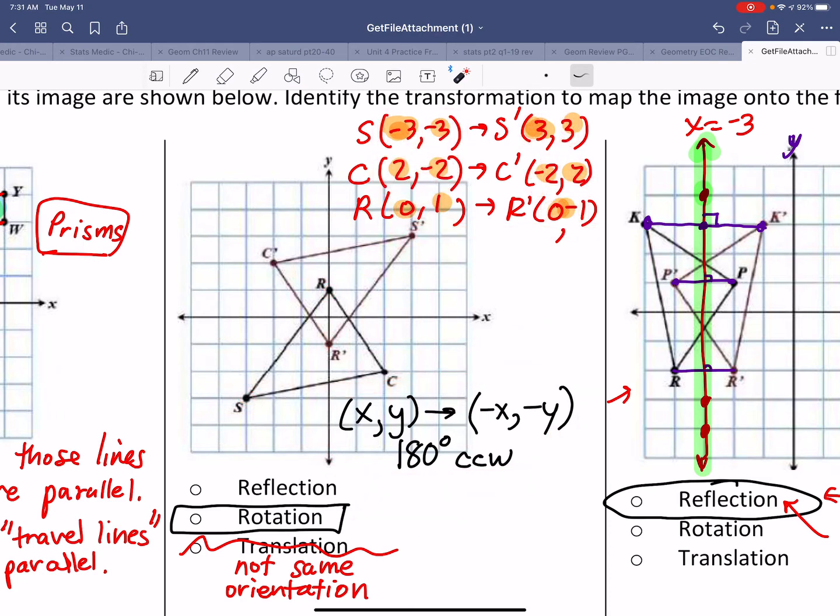Why isn't it reflection? Well, if it reflected here, S prime, S would have been here. And it's not. It's over there. So I actually think there is an argument for reflection, but it would be more than one. So you could reflect, if S was here, you could flip it over and get here. Flip it over Y, and then flip it over again and get that.